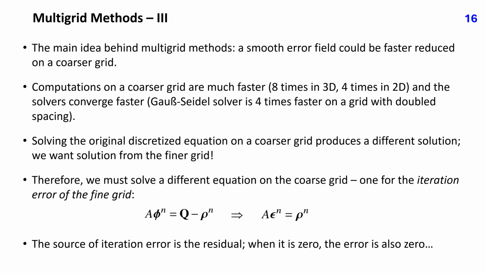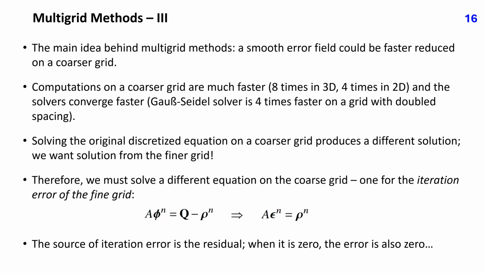In addition, most iterative solvers converge faster when the grid is coarser. For example, Gauss-Seidel solver is 4 times faster on a grid with double spacing, in 2 dimensions. If we solve the original discretized equation on a coarser grid, we get a different solution with larger discretization errors. What we want is to improve the fine grid solution by relegating some work to coarser grids.